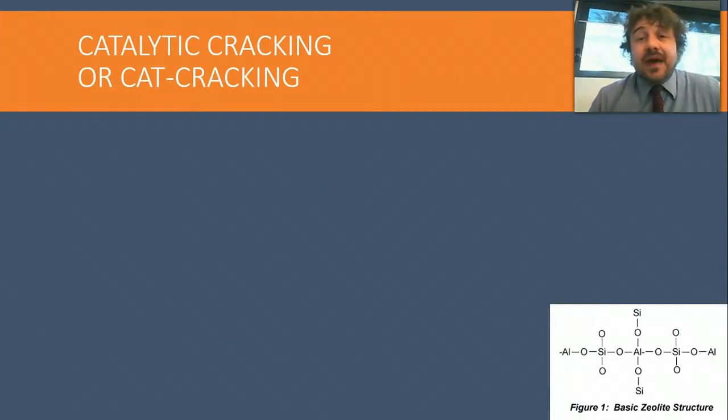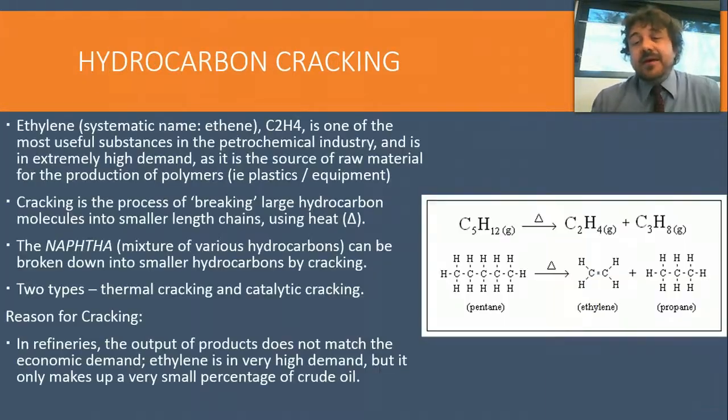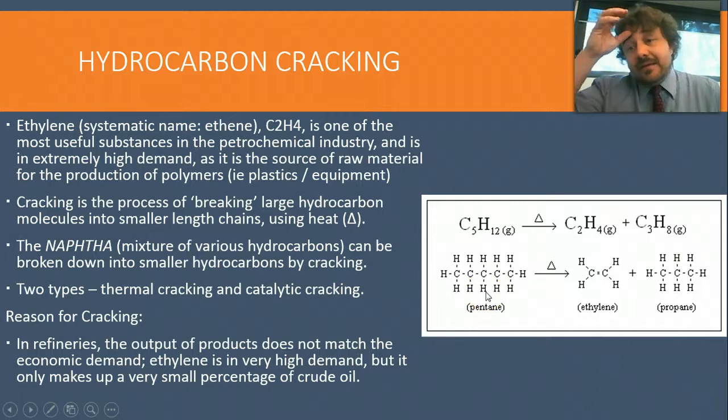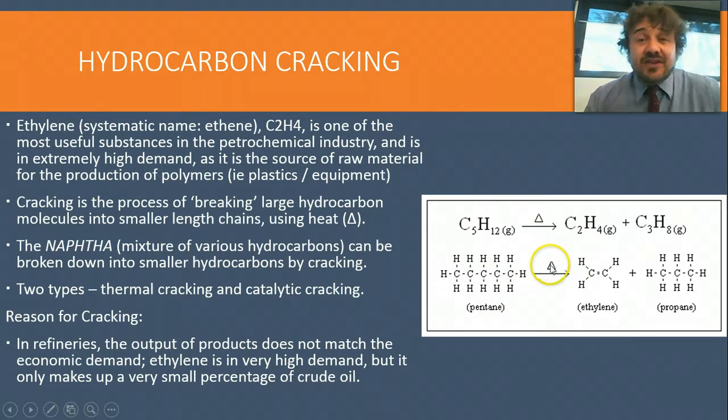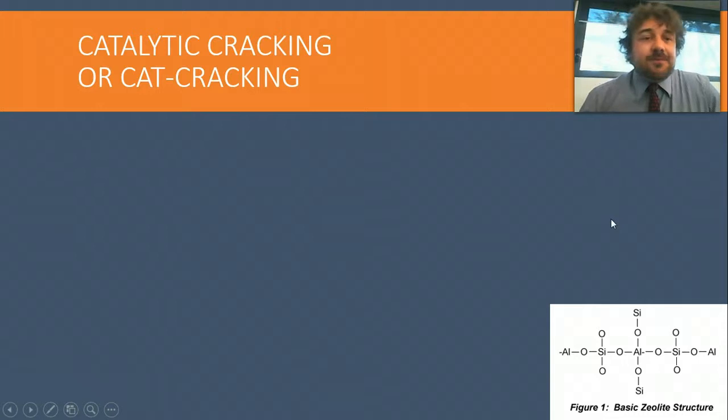So cat cracking, let's get into it. Basically, here's what it looks like. So you get your pentane. This delta is energy, so that's when you put energy into it. When you add energy to pentane, it causes that bond there to break, and we now have a double bond here.